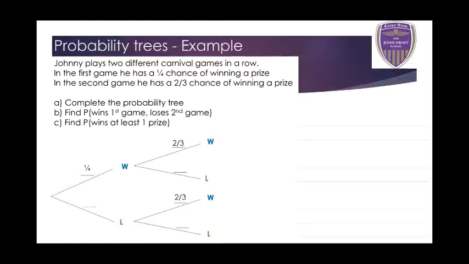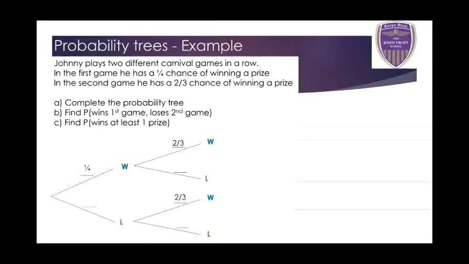So first, let's complete the tree. We're told the chance of him winning the first game is a quarter. Now, all probabilities, all lengths have to add up to 1, okay? Because there has to be an outcome. Either he wins or he loses, okay? So if we know there's a quarter chance of him winning, we need to think, what is the chance of him losing? It has to add to it.